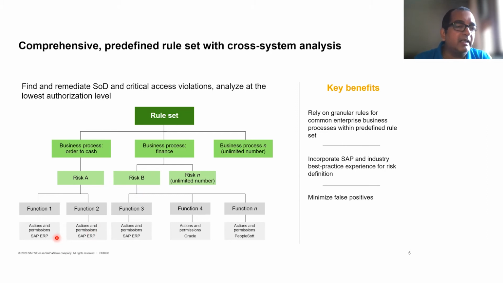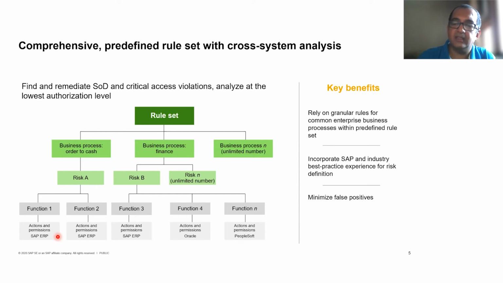We go down to the actions as well as the permission level. So if a person who is processing, say, vendor payments, has the authorization to view the vendor bank account details and release payments, that is not a segregation of duties violation. However, if that person can also change or modify vendor bank account details and release payments, then it is a segregation of duties violation. So we go down to the permission level as well. And as I said earlier, it is completely extendable and completely modifiable as well.